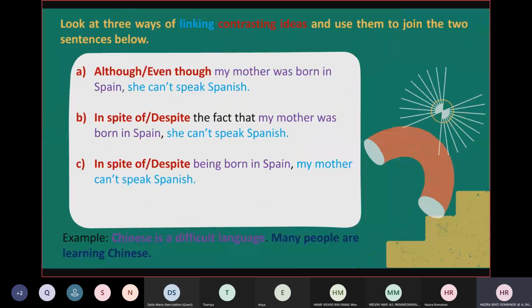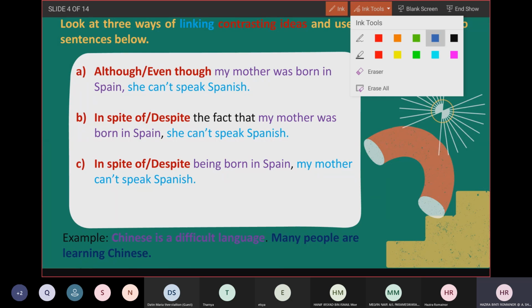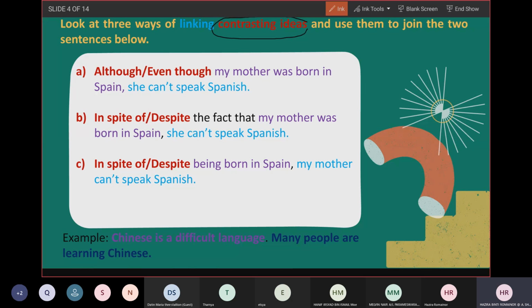Next. Okay. So, look at the first exercise. They give you example. Okay. Look at 3 ways of linking contrasting ideas. Okay. Contrasting ideas maksudnya ayat yang berbeza. Macam mana nak sambungkan ayat yang berbeza menggunakan kata hubung, linking words. So they give you example, contoh yang diberikan dekat situ ada 3. Okay, first one, although or even though adalah maksud yang sama. Although or even though my mother was born in Spain, she can't speak Spanish.